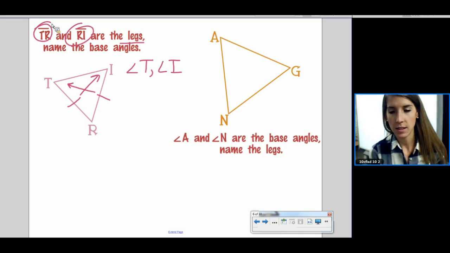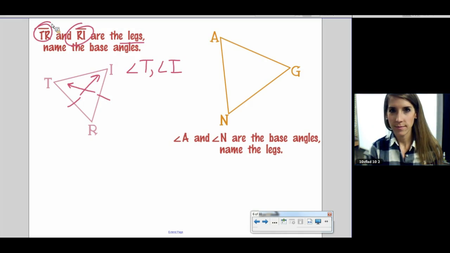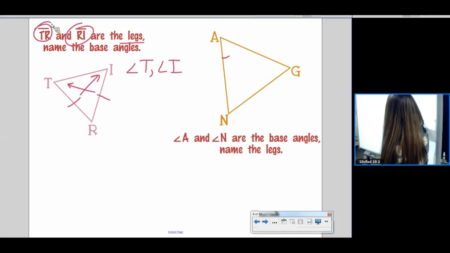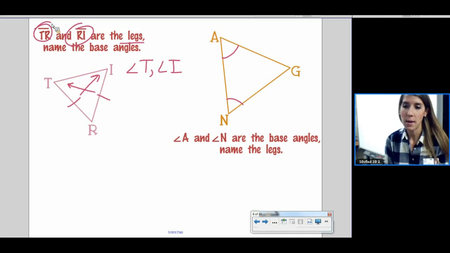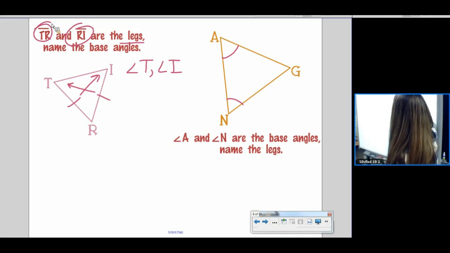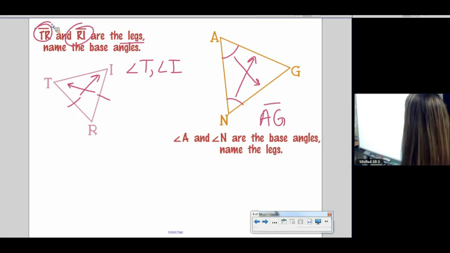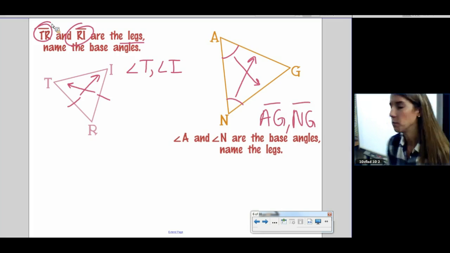Name the legs. I'll give you a minute to try that one. All right. Vice versa is true. If A and N are the base angles, then I could look across from the base angles and I would be pointing to the legs. So AG is a leg and NG is a leg. Cool? Cool.